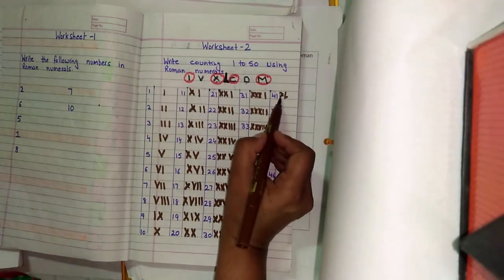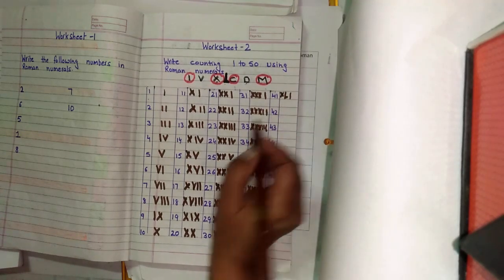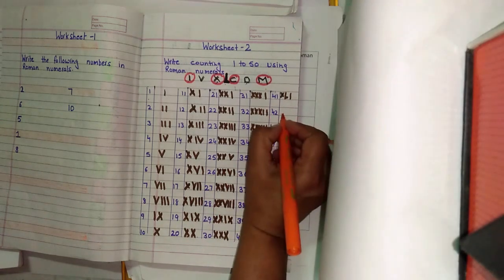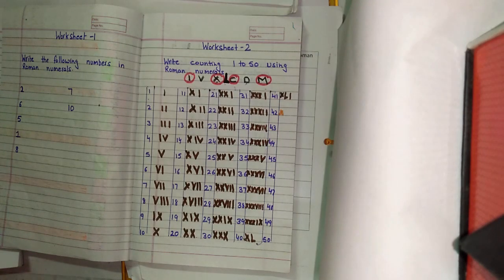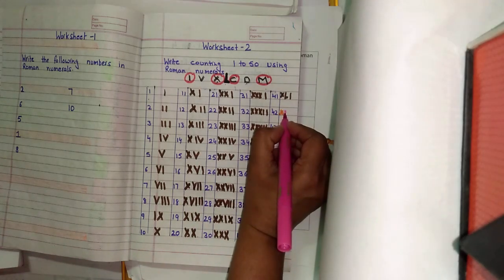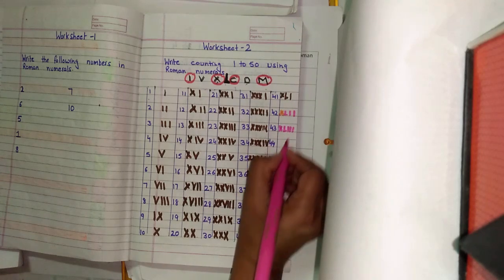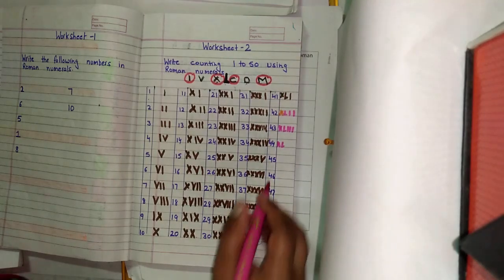Notice here again XL is 40, XL I. Here as I'm changing the rule, so I'll change the pen also. Then XL II, XL III, XL, this is 40.